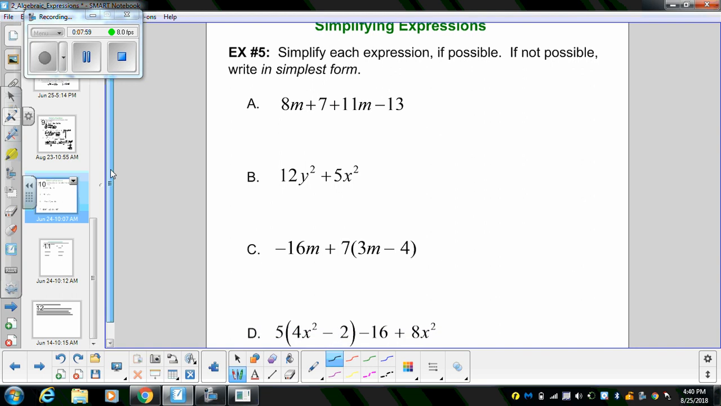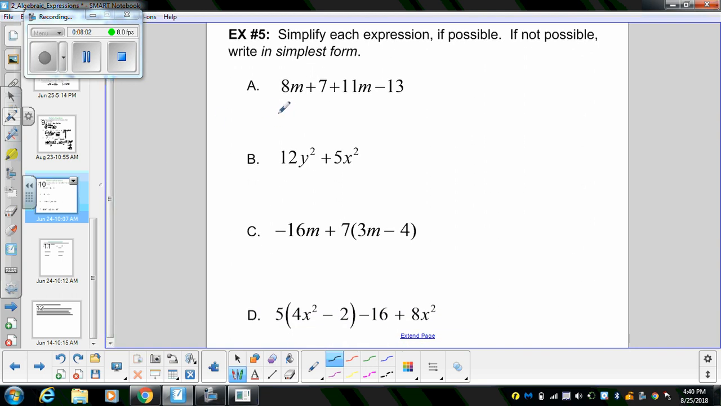Simplifying expressions. Alright, so now we're going to simplify it into its smallest terms. What we're going to do here is combine like terms. So everywhere I see an M, I'm going to put one line underneath it, and I'm going to add those up. So 8 plus 11 gives me 19M. And then my ones that don't have an M, I'm going to put 2 lines underneath them and combine those. So positive 7 minus 13 would actually give me negative 6. Or you type in your calculator 7 minus 13, you get minus 6. And then, yeah, that's all you have to do.